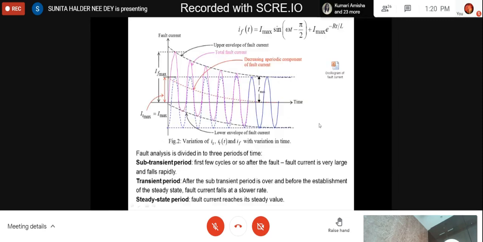And from there, we can divide this total phenomenon of the decrement of fault current from a high transient value to a steady state value into three subsections. One is the subtransient period, another is the transient period, then the steady state period. The subtransient period is when the current is high and decaying at a very high rate, because here the slope of decay of the transient component will be higher.